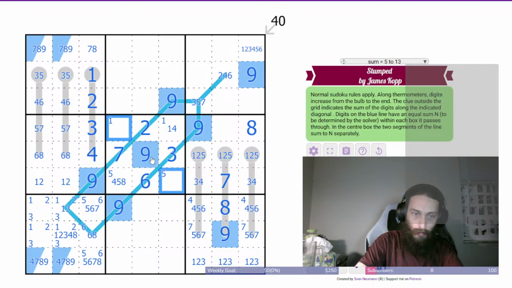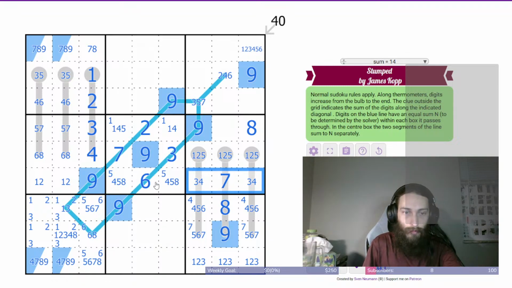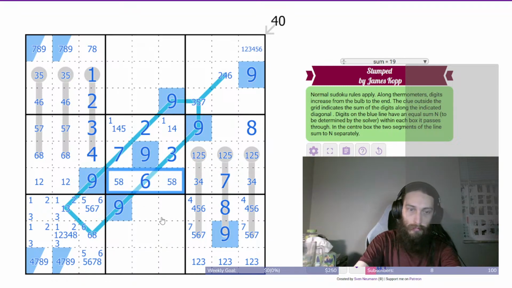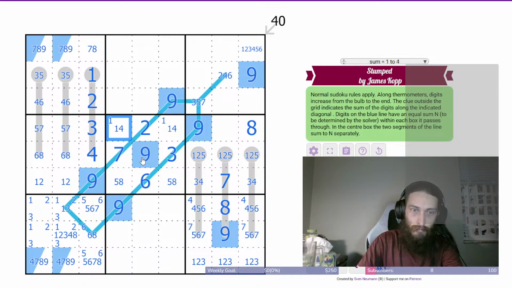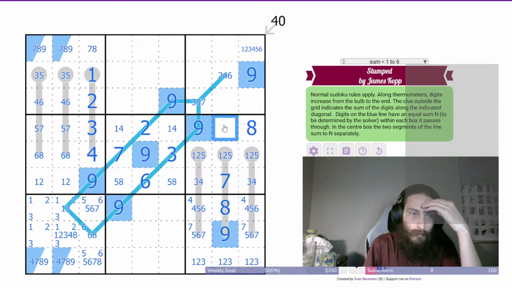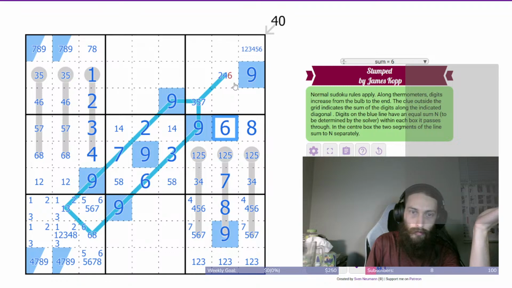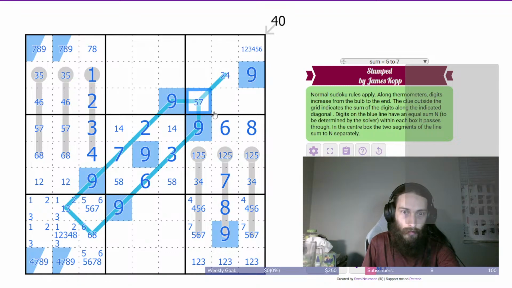I mean, I guess there's only 1, 4, 5, and 8. And this one's not a 1. This one's not an 8. Oh, 3, 4 pair takes the 4 out. And this is just left over as a 6. So that takes out 6 and 3 up here.